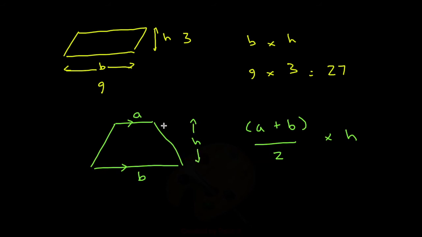Okay, so let's try and find the area. Say A is 4, B is 5, and H is 5 again. So A plus B, what's A plus B? That's 9. So 9 over 2 times the height, which is 5. So that's 4.5 times 5, which comes out to be 22.5.